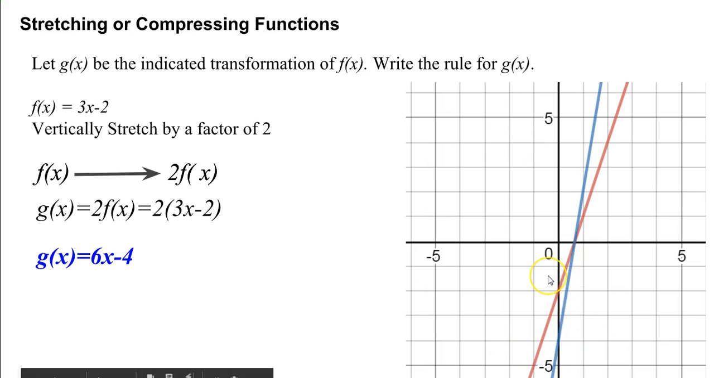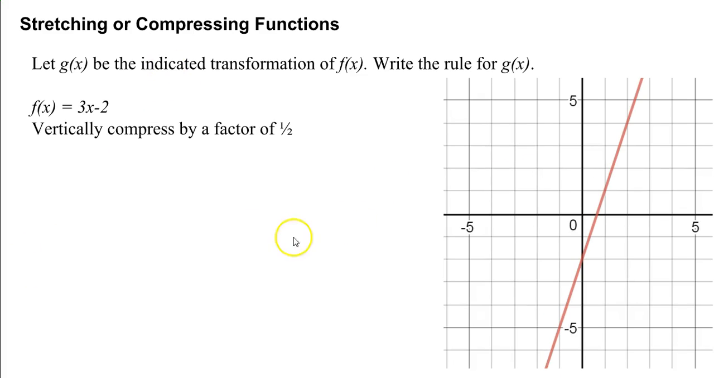So, as you notice, on the vertical ones, our y-intercept changed. And the blue one is our new one, 6x minus 4. And the red one is our original, 3x minus 2. And our slope did get steeper because we pulled this up. We pulled this down. Our slope got steeper. And our last one is vertically compressed by a factor of 1/2.